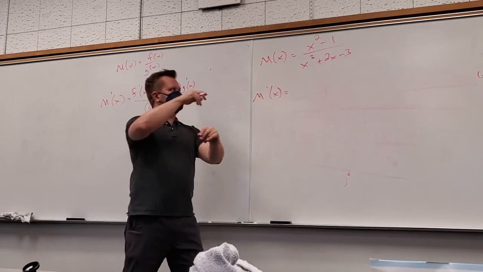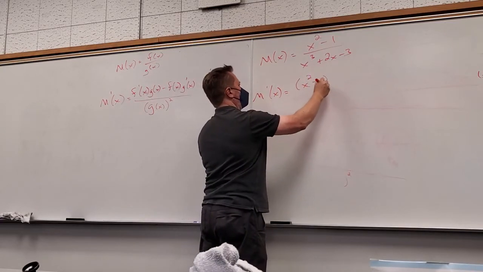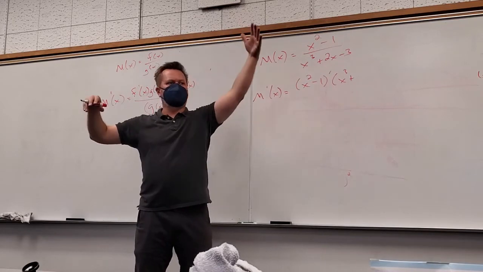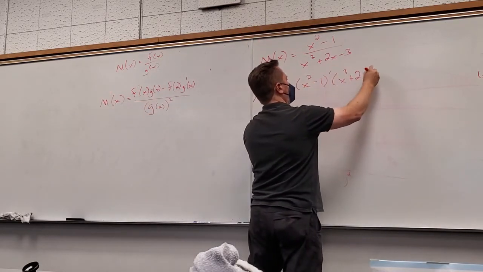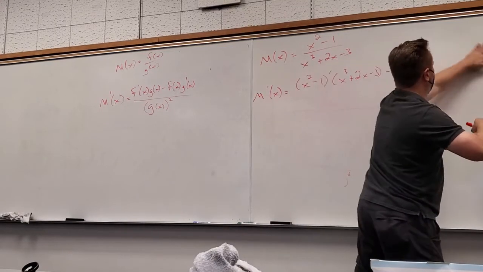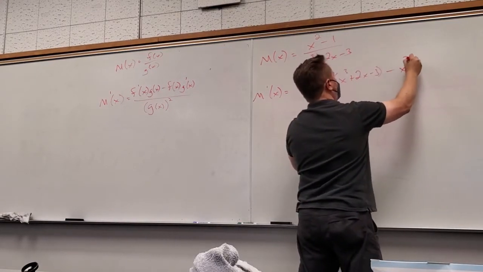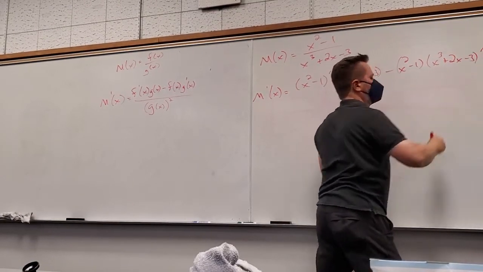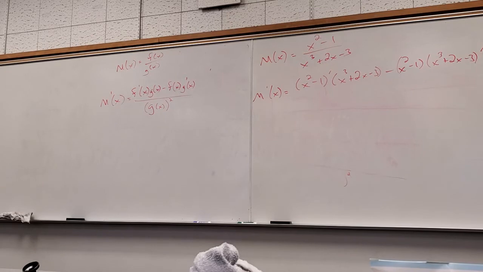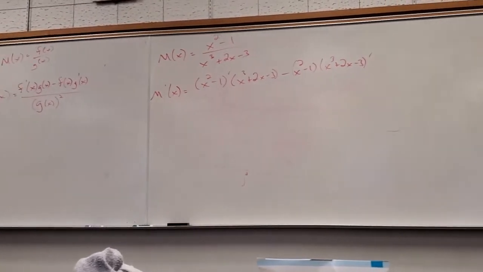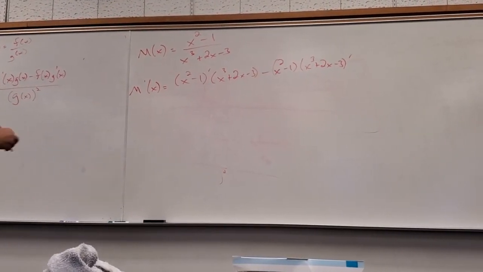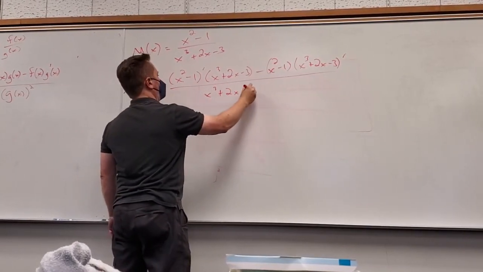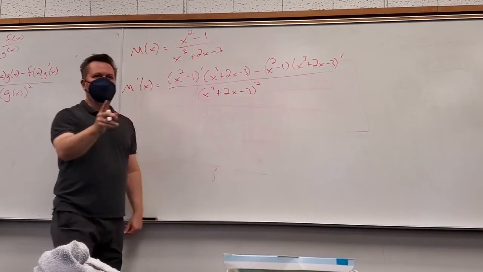So first, you take the derivative of the top times the bottom. Just like the quotient rule, they each get a turn. Top gets a turn first. Minus, leave the top alone. The bottom gets its turn. All over what? All over bottom squared.